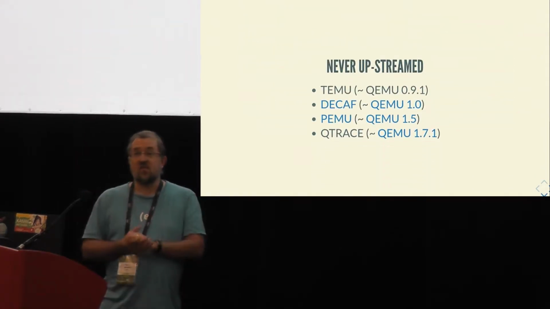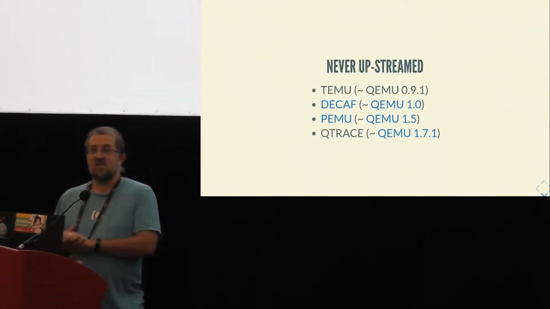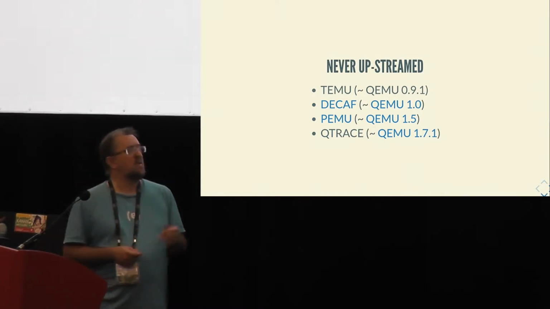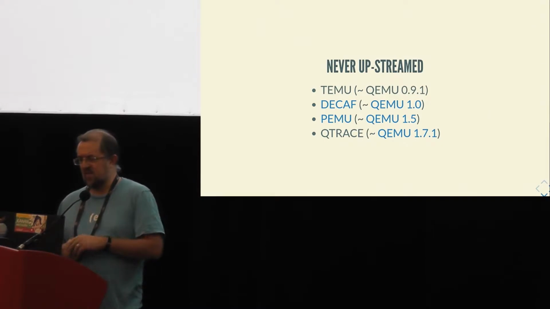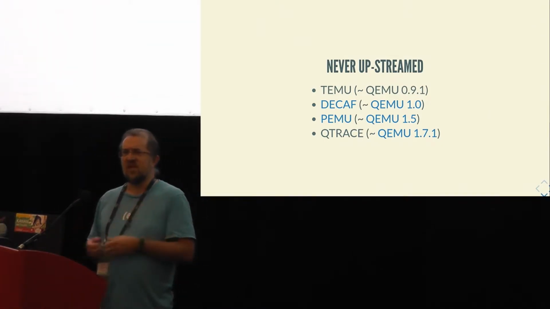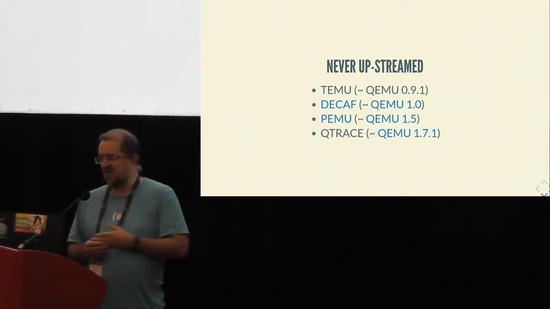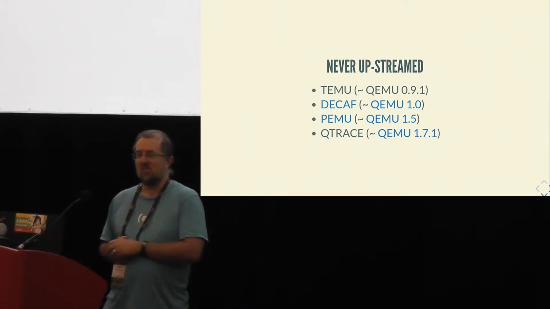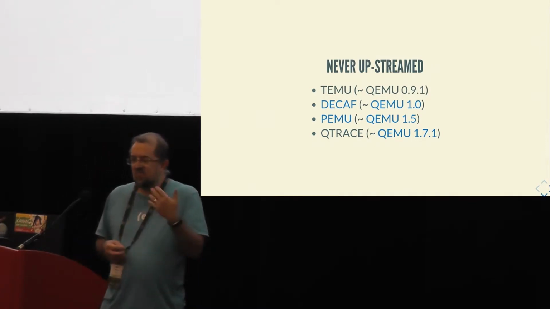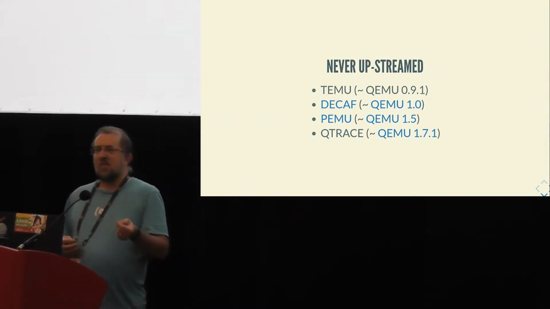But the history of QEMU is replete with lots of forks. Most of these come from academia. So the QEMU project was part of Berkeley's BitBlaze toolset, so it was used for doing taint and security analysis. That was based on QEMU 0.91. DECAF was an evolution of that on a slightly newer code base.